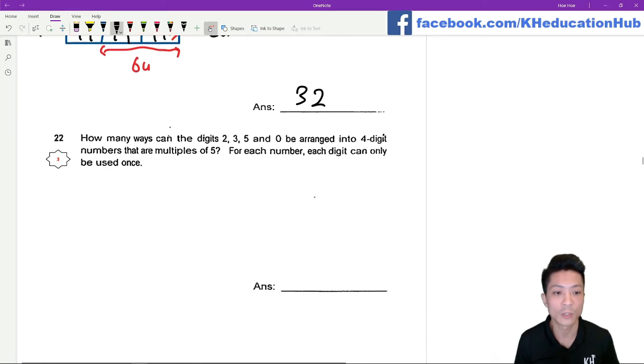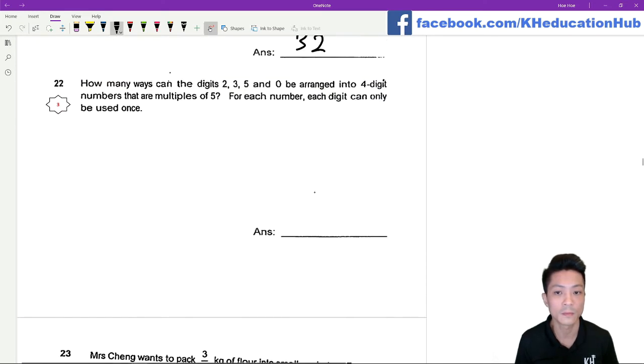Move on to question 22. How many ways can the digits 2, 3, 5, and 0 be arranged into 4-digit numbers that are multiples of 5? For each number, each digit can only be used once. So in order for it to be a multiple of 5, the last digit must be either a 0 or a 5, right? So let us start off with the 0.